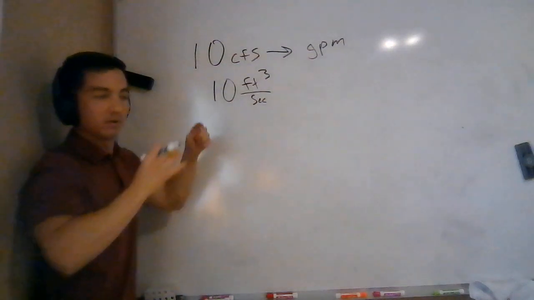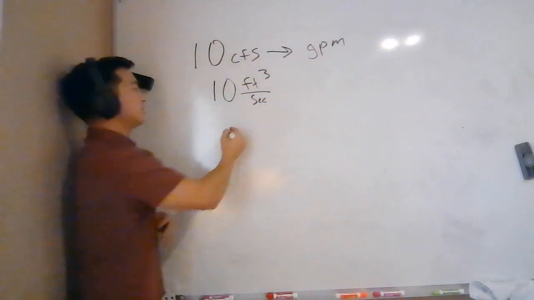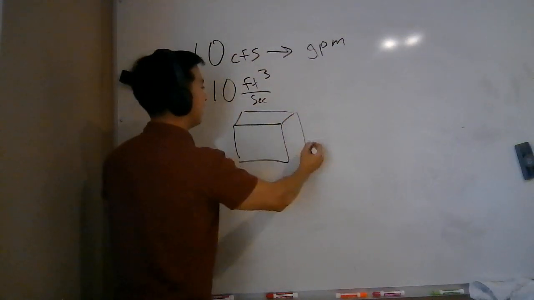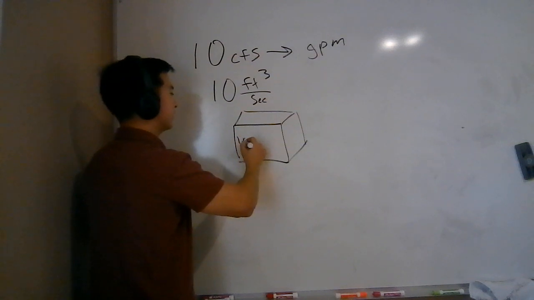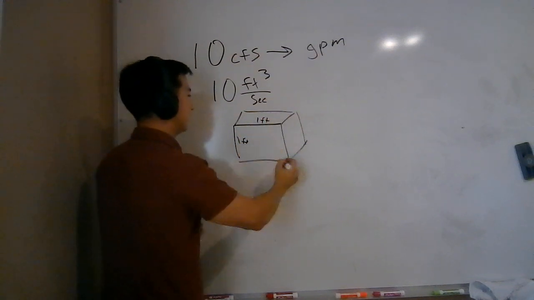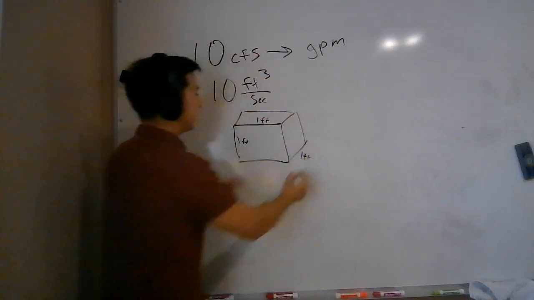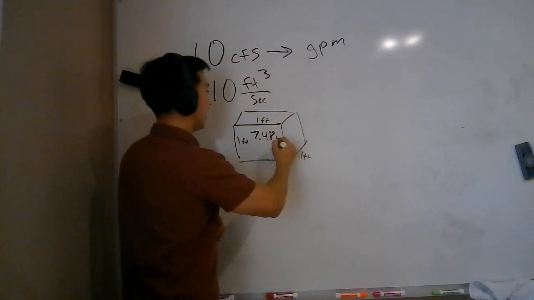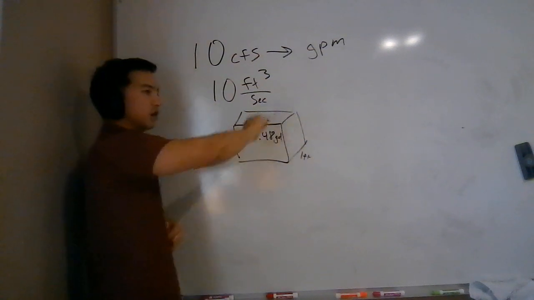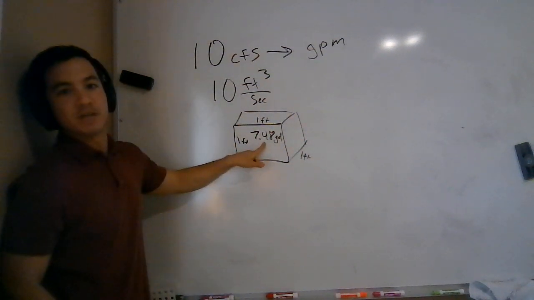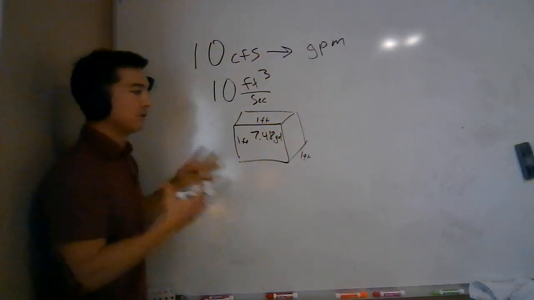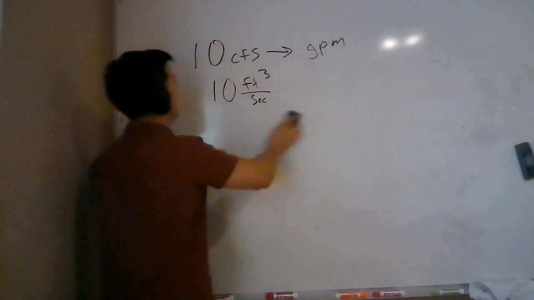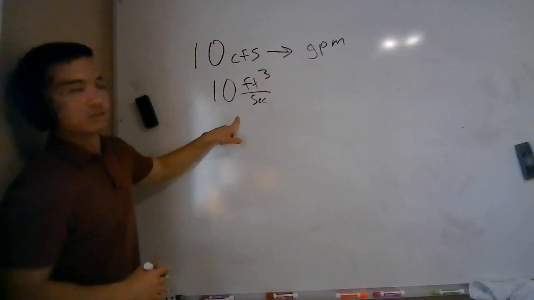10 cubic feet. I remember a cubic foot is essentially a box where each length, width, height is all 1 foot. This is 1 foot, this is 1 foot, this is 1 foot, right? And so inside this box, we can fit 7.48 gallons, right? If I took a gallon of water and started pouring, I would fit almost 7.5 of those in here, right? So we're talking a much higher amount of water when we're thinking in terms of CFS. In this case, we're starting with 10 cubic feet per second, right?